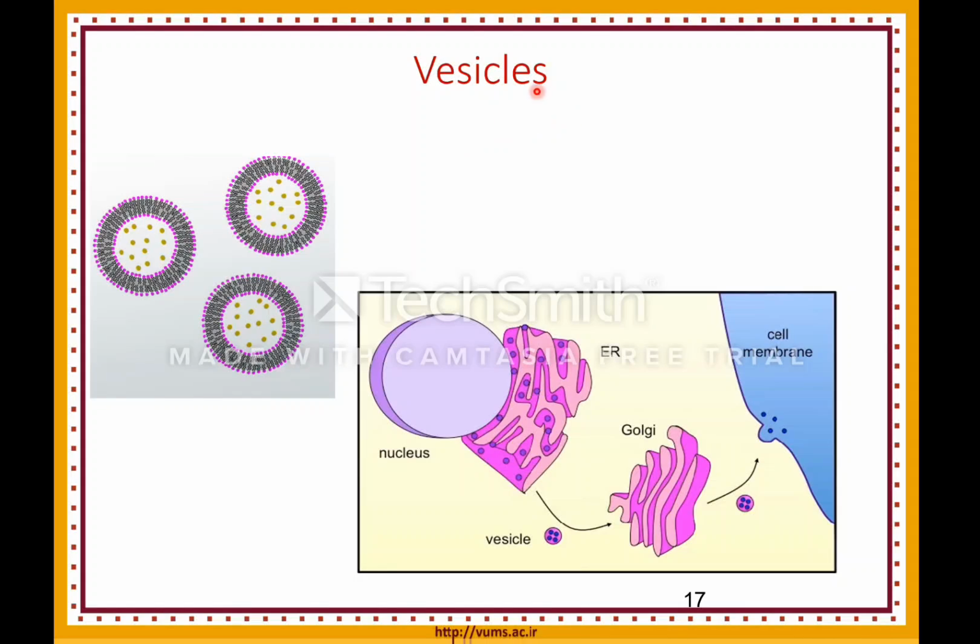The other organelles are vesicles. Vesicles are membranous organelles that may be formed by endocytosis from the cell membrane, or by exocytosis from the protein synthesis that we produce in the ER or the Golgi apparatus. There are different types of vesicles in the cytoplasm that are restricted by a cell membrane.